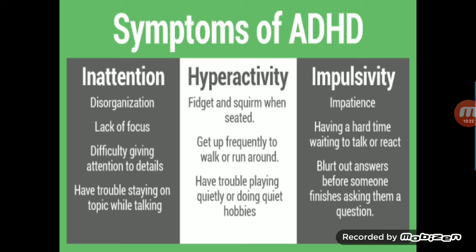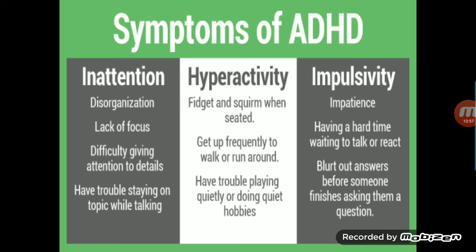And next is hyperactivity. In hyperactive behavior, we can see that the child will always be fidgeting. They will not be able to sit still in one position. All right, they will always be fidgeting, squirming around when seated, and they will frequently get up from their seat and walk around or run around and disturb others. They will also have trouble playing quietly or doing quiet hobbies, since they are very hyperactive. Because of that, they cannot do things which are quiet.